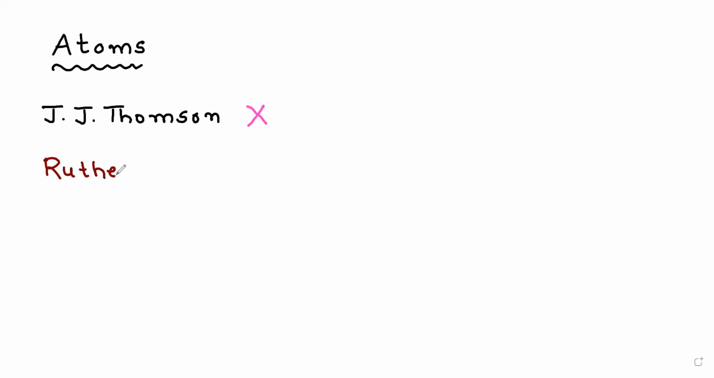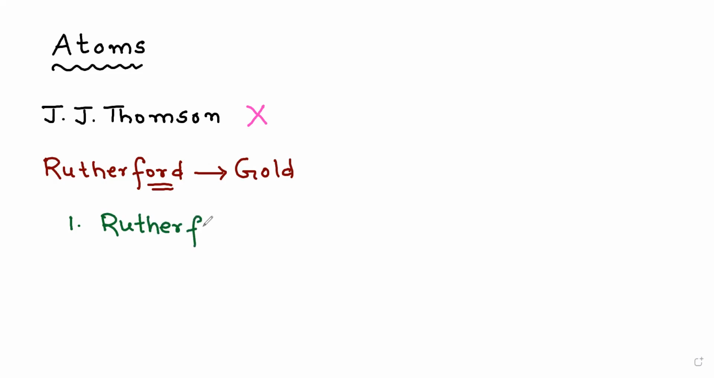You can remember, as he is so rich that he came in Ford car and he did the experiment in gold foil. So there are four names under which the Rutherford experiment is known. The first one we call it as Rutherford experiment itself. Second one, as it was done on gold foil, it is called as gold foil experiment.